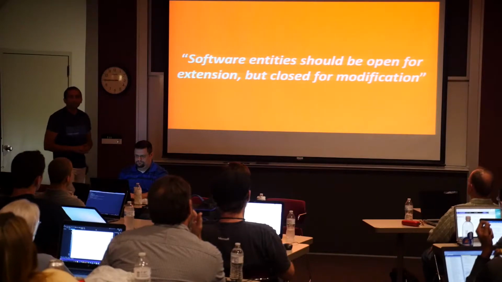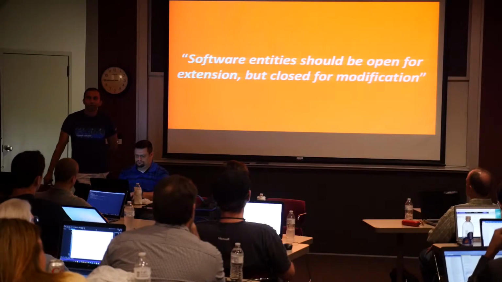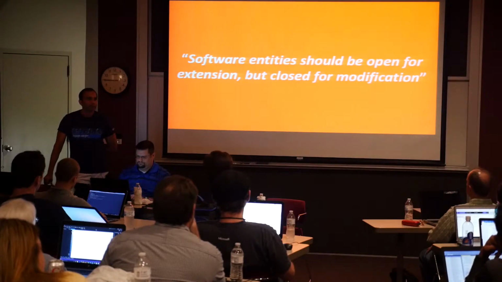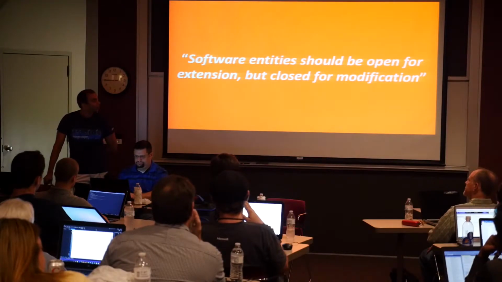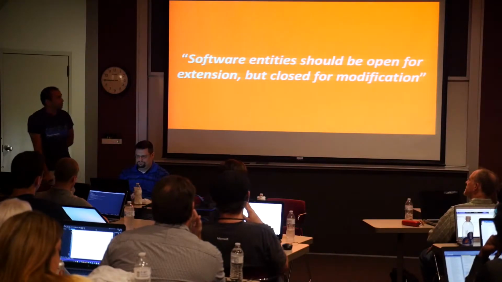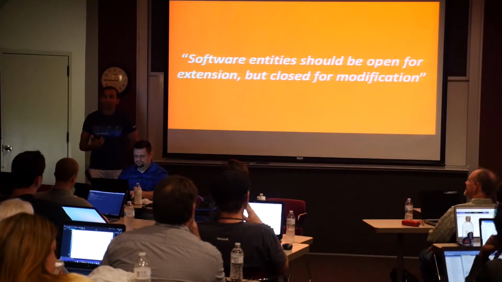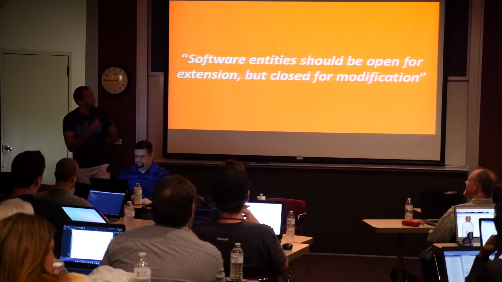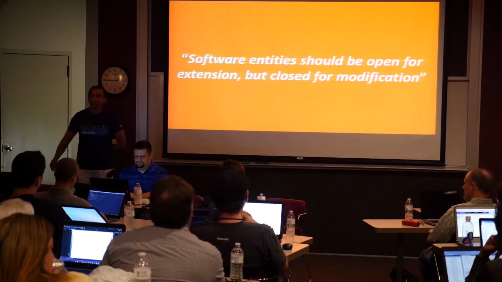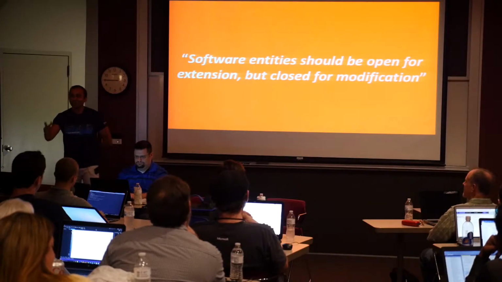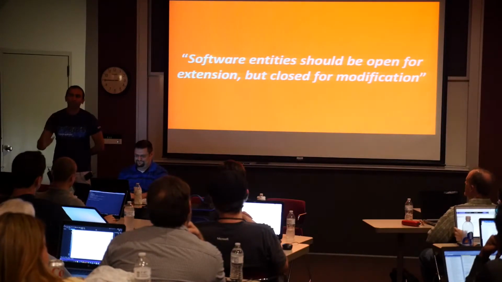Okay, so this is the main definition which Bertrand Meyer laid down in his object-oriented book. This was way back in 1988, and I guess it still holds true. It said software entities should be open for extension and closed for modification. Can anyone explain what you mean by open for extension here? Anyone from the audience? Anything, whatever comes to your mind when you hear the term open for extension.